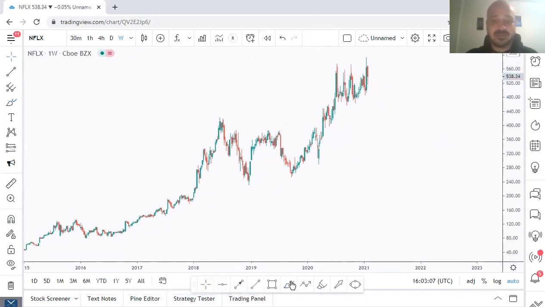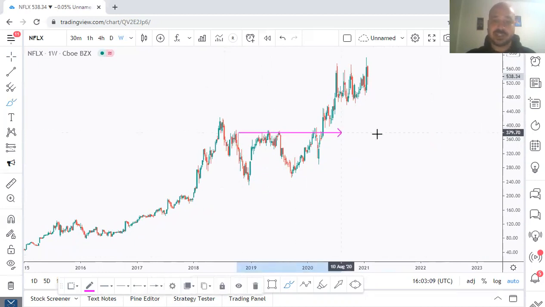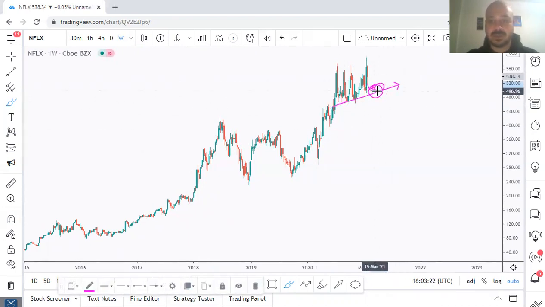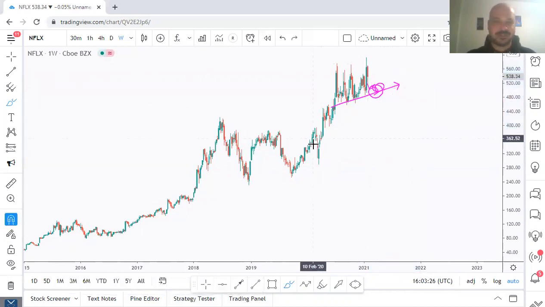Then, when we identify our key rejection levels and market structure, we zoom into lower time frames like H4, H1, or even M30 to look for possible entries. For example, here we'll be looking for possible trend following buy setups unless price breaks it downward and so on. So let's get started, right?